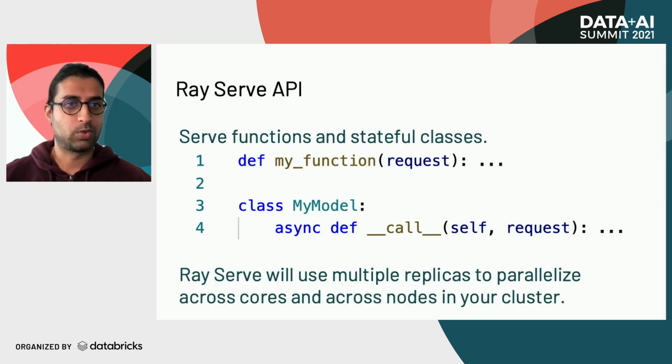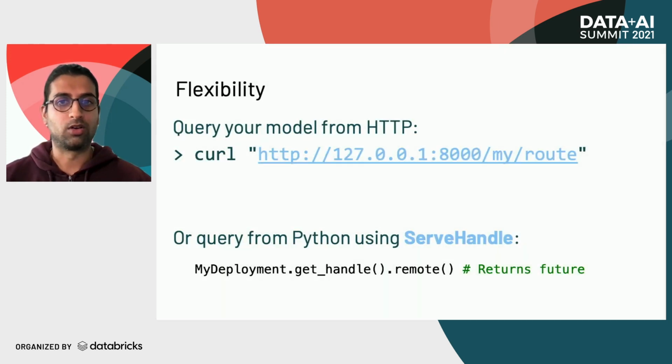So here's what the RayServe API looks like. You can just serve any function or stateful class that you like, and RayServe will use multiple replicas to parallelize across cores and across nodes in your cluster. And the way you can query your deployment, well, there's two ways, like I mentioned. So from HTTP, you can just do it like that, or query it from Python using the Python API. And these will both query your model in the same way.